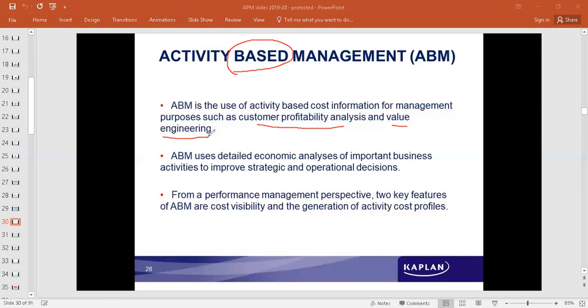So here, when the principles of activity-based costing are used, with the help of that, if they are able to understand the customer profitability and the value engineering aspects, that's called ABM, activity-based management. ABM uses detailed economic analysis of important business activities to improve strategic and operational decisions. And the two key features of ABM are the appropriate cost visibility, and then generation of activity cost profiles.